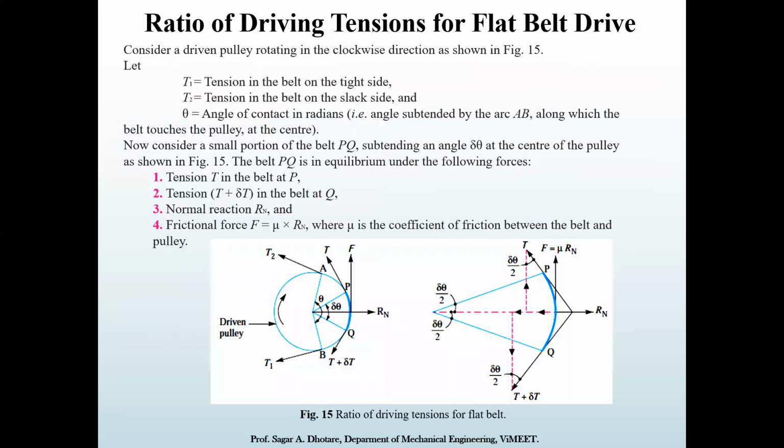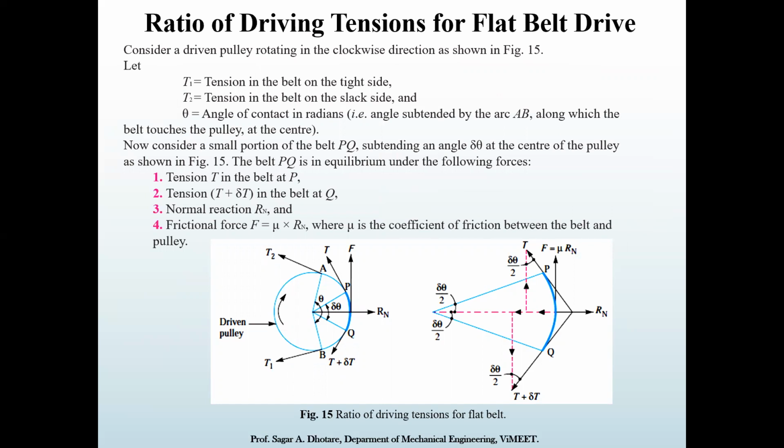pulley design. The ratio of driving tensions for a flat belt drive. Okay, so the tensions are shown in the figure. T1 is the tension in the tight side, and T2, as we know, is the tension in the slack side. Theta is the angle of contact in radians, which is shown in the figure. It is the arc A to B.